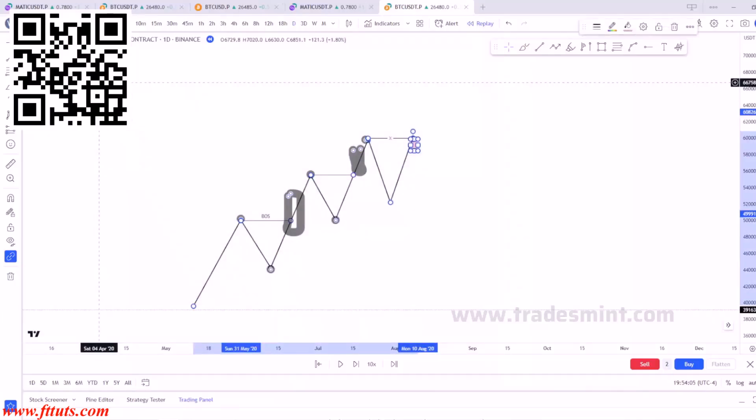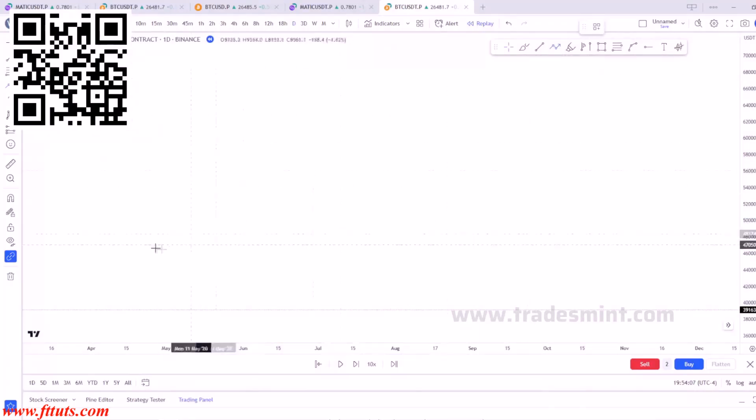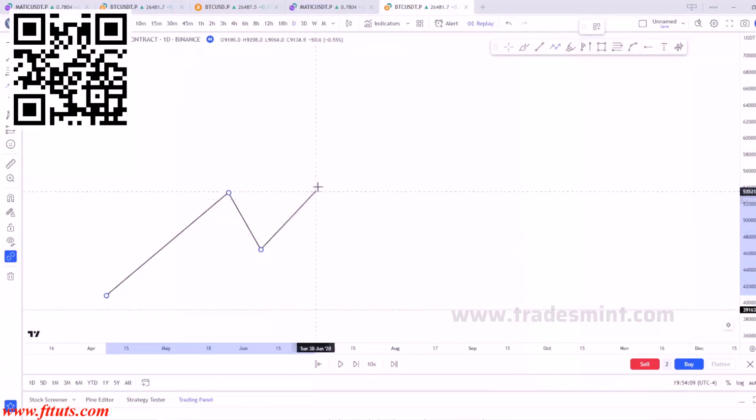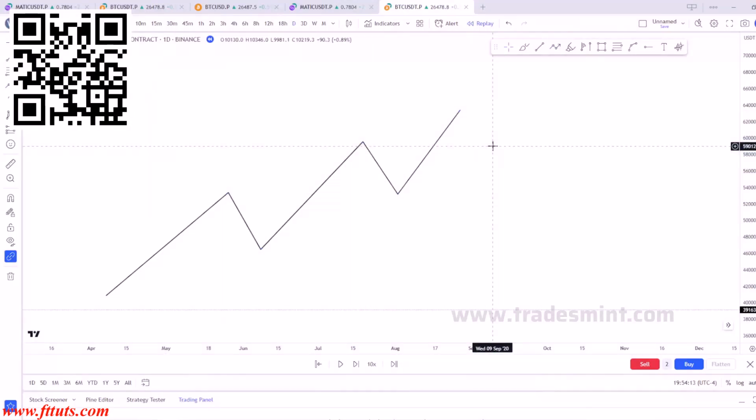So that's very easy. Now, why do we need to be able to identify these breaks and structures? Well, as I mentioned a few minutes ago, they are very useful to identify and confirm order blocks, areas of demand, areas of supply, a bearish order block, for instance, or a bullish order block.